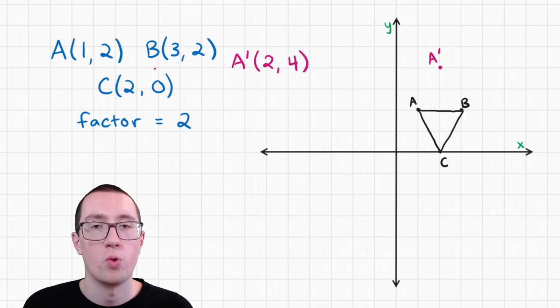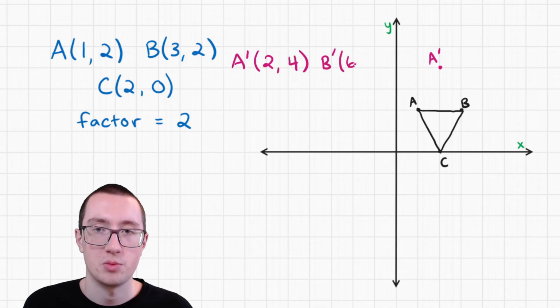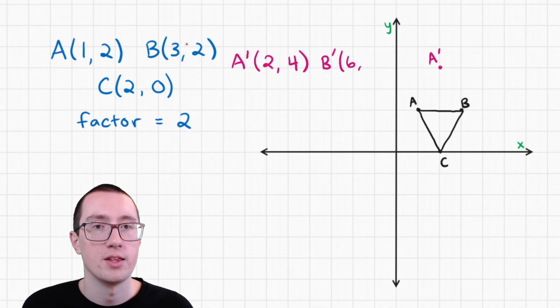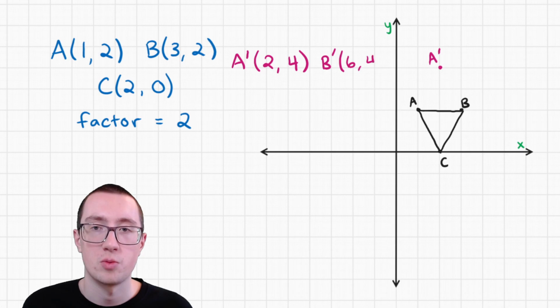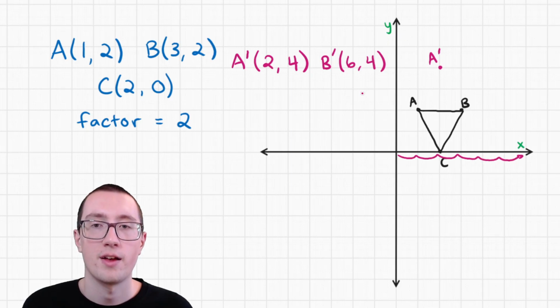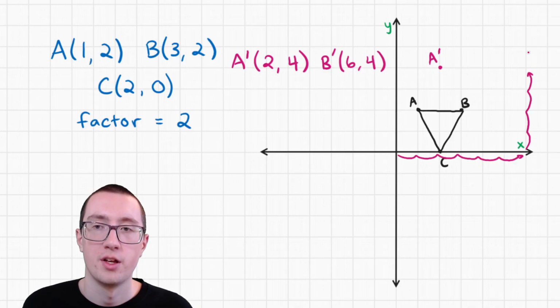Let's go ahead and figure out what point B prime is now. So B prime, 3, is now going to become 6, because 3 times 2 is 6. And then 2 times 2 is 4, so that's going to be 4. So B prime is 6, 4. So x is 6. That means we need to move 6 squares to the right. That's pretty far. And then y is 4. So we need to move 4 squares upward. And this point right here is going to be B prime.